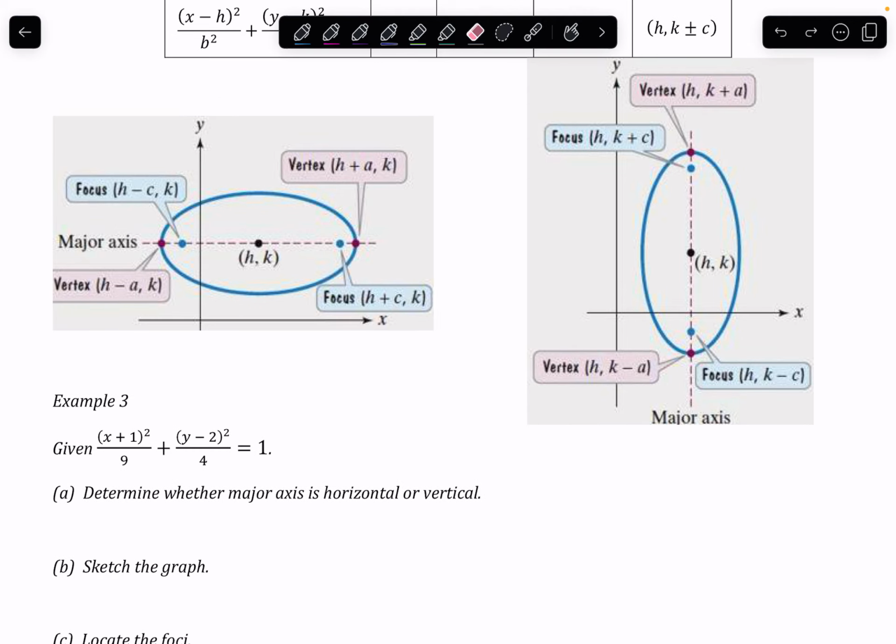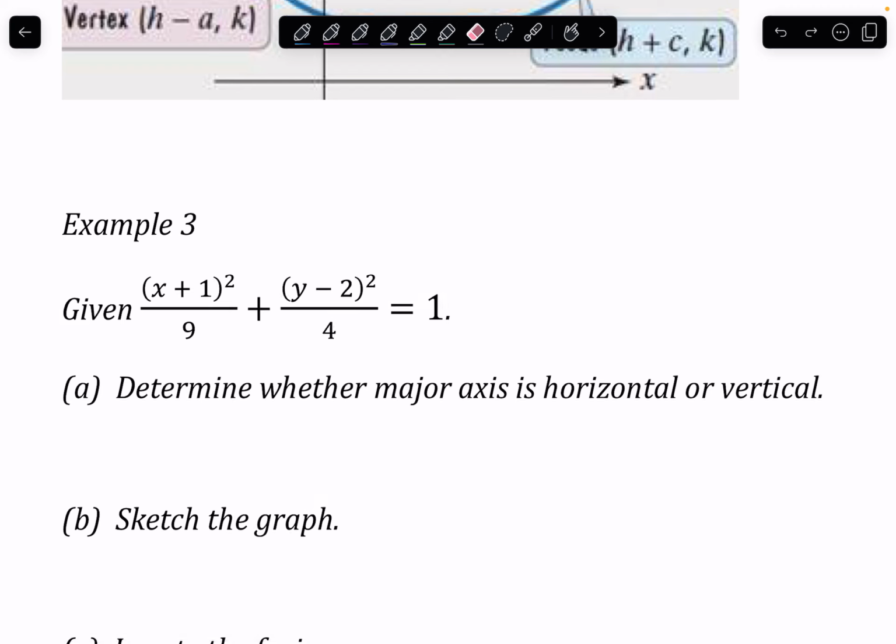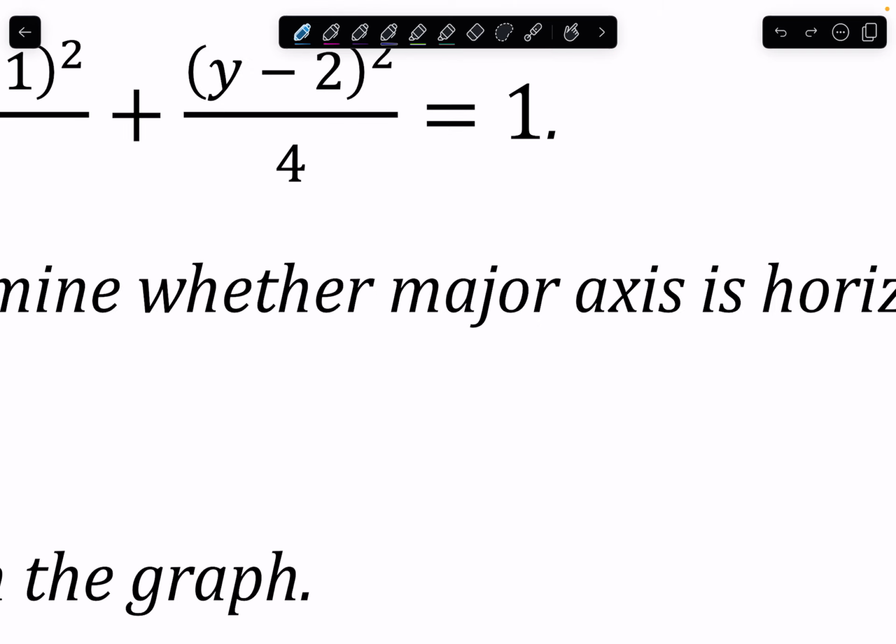All right, so first thing we're going to look at is determining whether the major axis is horizontal or vertical. So that's looking at which one has the bigger denominator. So we're given (x plus 1) quantity squared over 9 plus (y minus 2) quantity squared over 4 equals 1. So it is in standard form. If we look at our denominators, the denominator for the x term is larger. Therefore, that tells us that the major axis is going to be horizontal.